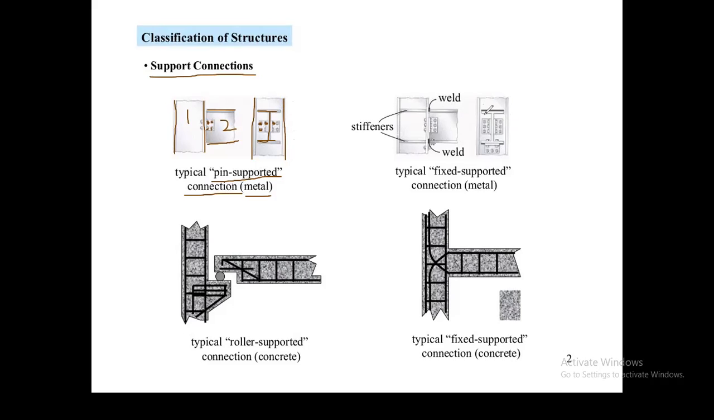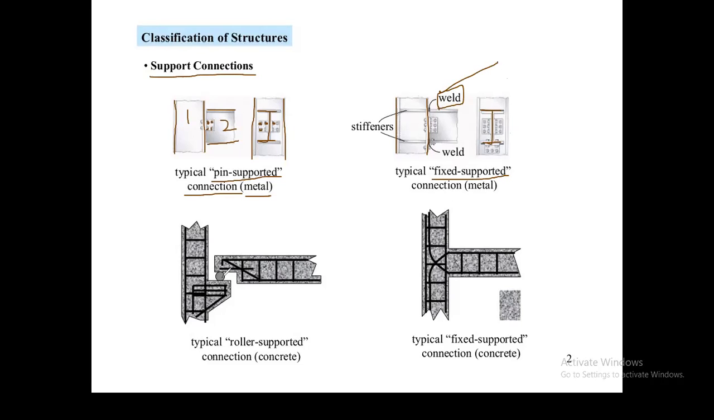Further, again, there is an I section, and a second I section. These two I sections are joined together with the help of a welding connection. Those two I sections can be welded with the help of a welding connection. That is a kind of fixed support.